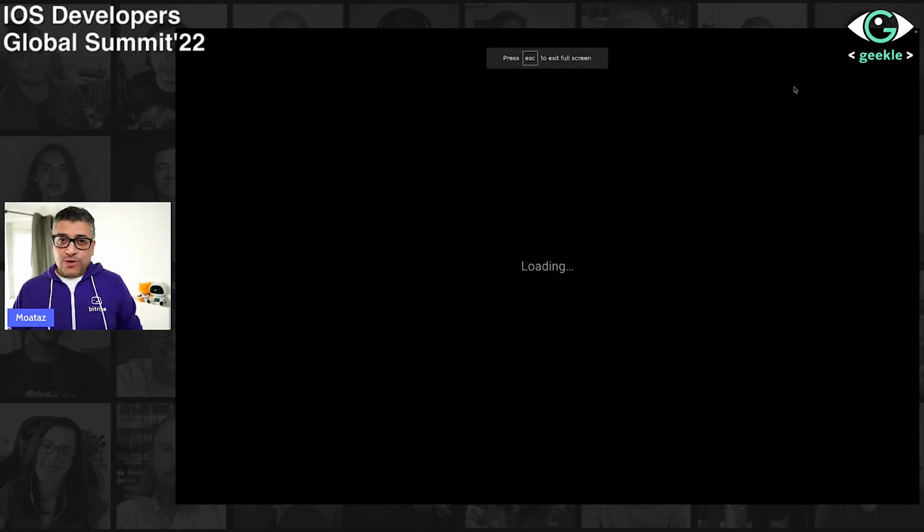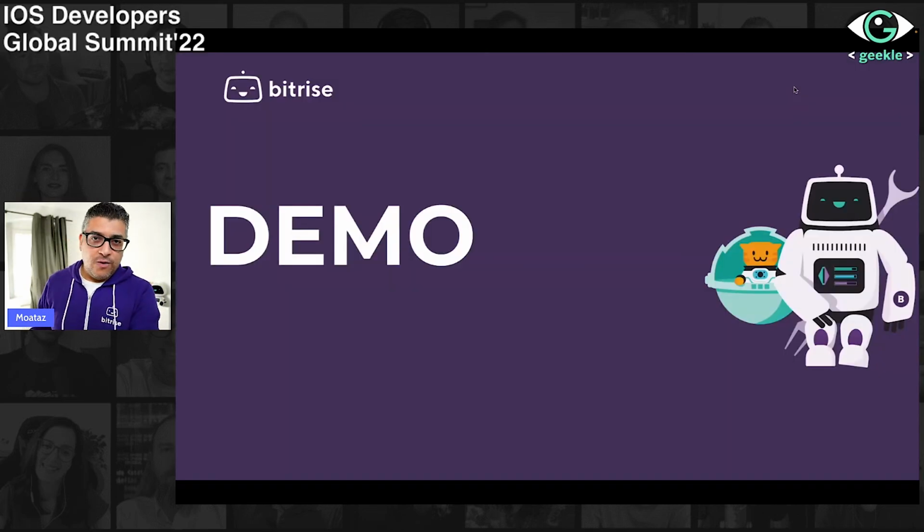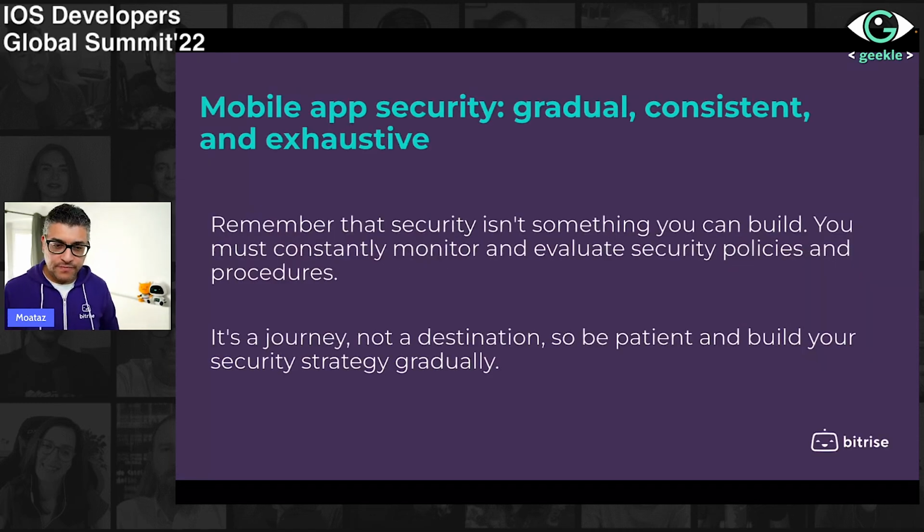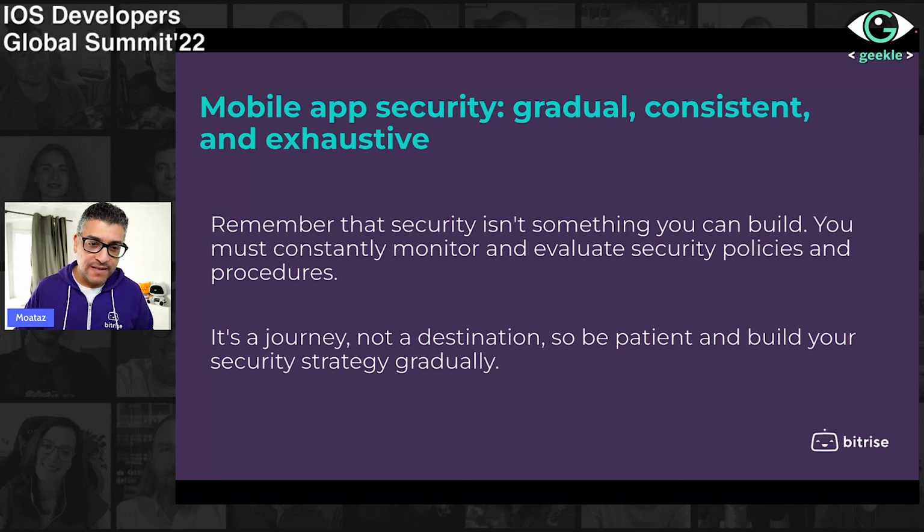Okay, so that was a quick demo of how we can integrate a CI/CD platform like Bitrise with a security testing tool like Now Secure. At the end, as we know, mobile app security is not something you can just build once. It's something you should evaluate, monitor, and build step by step. It's a team effort, a journey, not a destination.